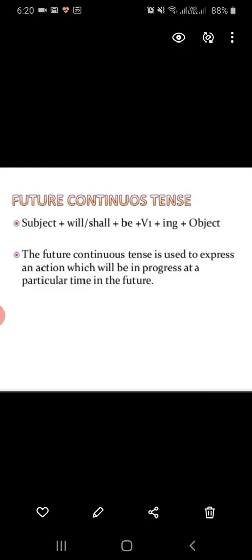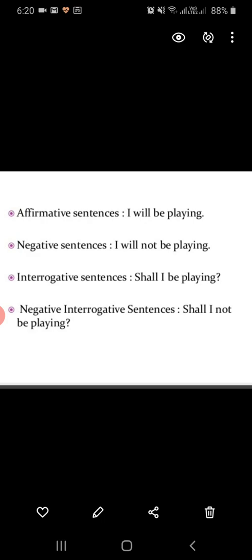Future continuous tense, in which we have subject plus will, shall plus be plus the ing form of the verb. The future continuous tense is used to express an action which will be in progress at a particular time in the future. Affirmative, I will be playing. Negative, I will not be playing. Interrogative, shall I be playing? Negative interrogative, shall I not be playing?